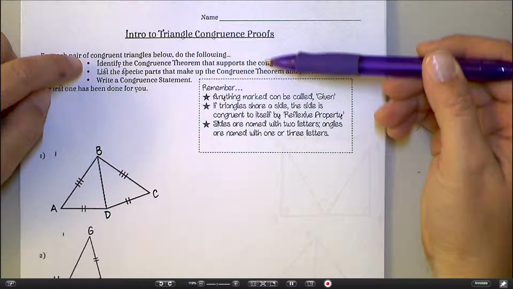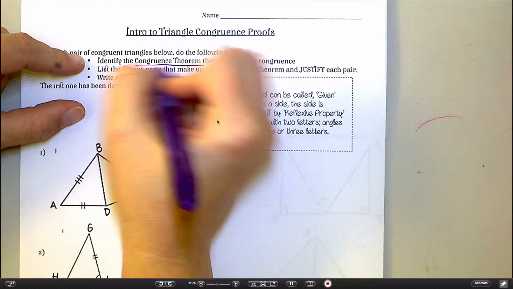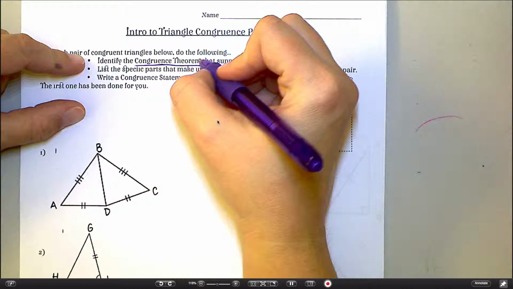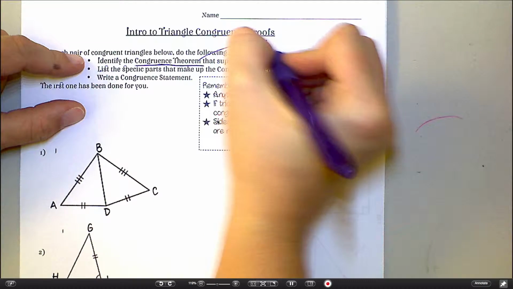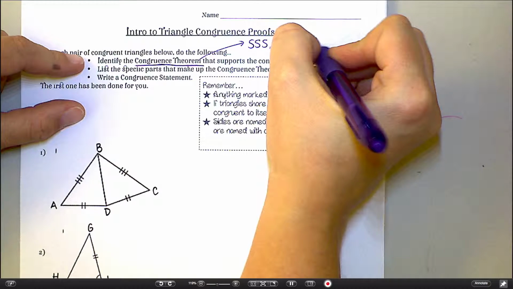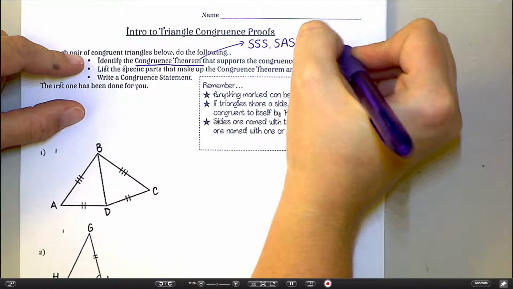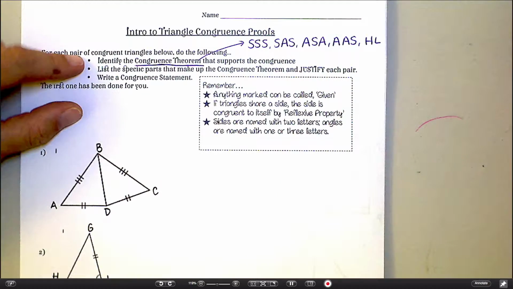So first thing, identify the congruence theorem. And remember, when I'm talking about congruence theorem, that is side, side, side, side, angle, side, angle, angle, side, and HL. Those are our congruence theorems that we've talked about so far.